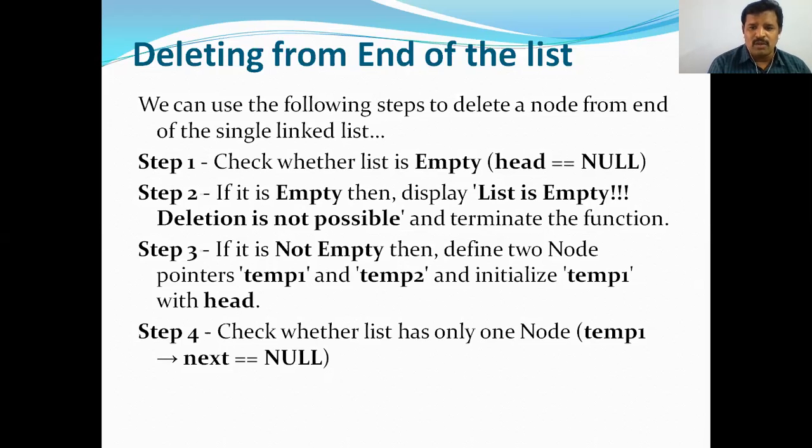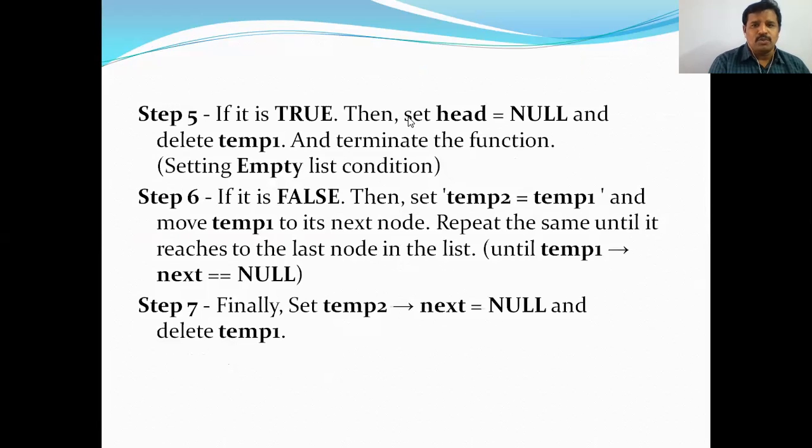Check whether the list has only one node. We have to ensure that the list contains only one node. If it is true, then head equal to null and delete temp1. Suppose it is false, that means the list contains more than one node. Then set temp2 equal to temp1 and move temp1 to its next node. Repeat the same process until the last node in the list. And finally, set temp2 next equal to null and delete temp1.